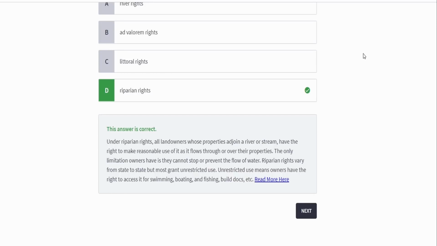Riparian rights vary from state to state, but most grant unrestricted use. Unrestricted use means owners have the right to access it for swimming, boating, fishing, building docks, etc. So that one's pretty straightforward.